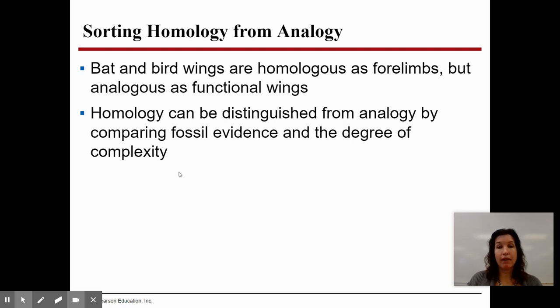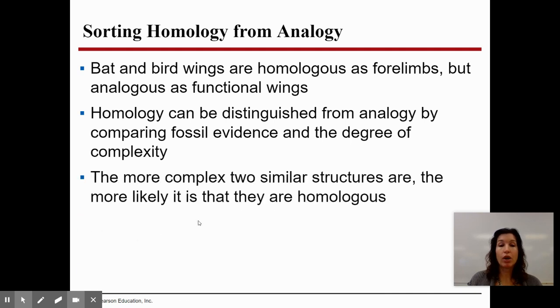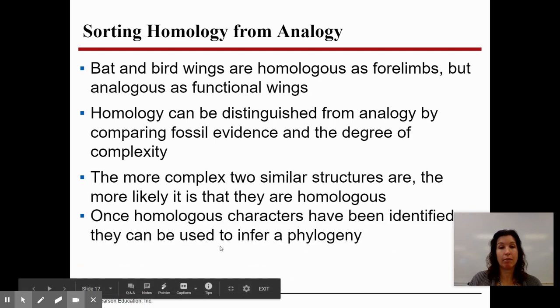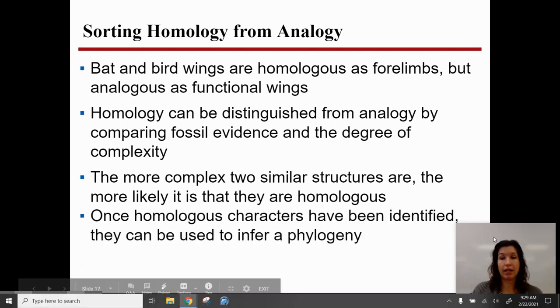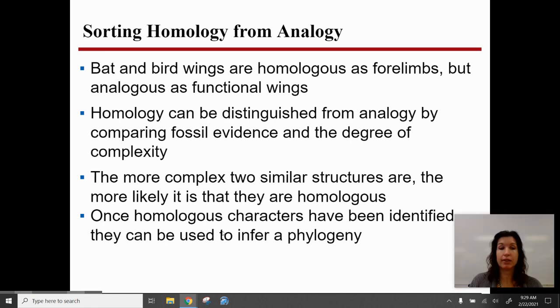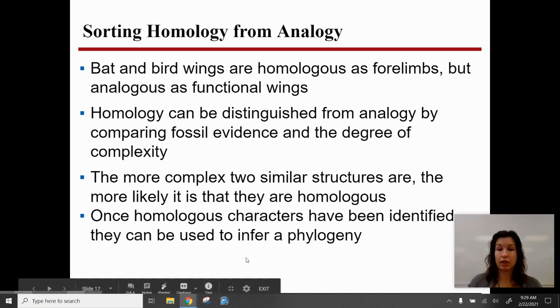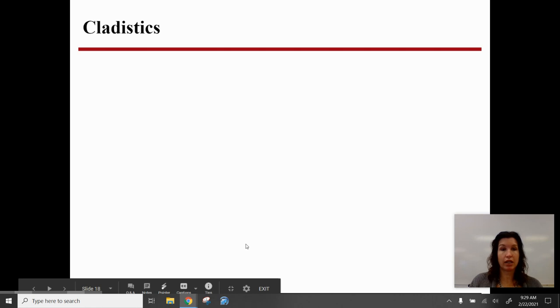We can compare fossil evidence and the degree of complexity to distinguish between homology and analogy. So the more complex two similar structures are, the more likely it is that they're homologous. And once we know that they're homologous, then they can be used to construct a phylogenetic tree.